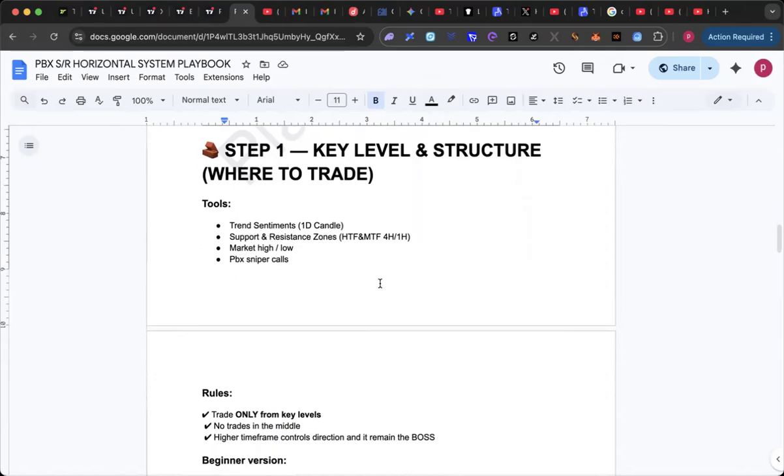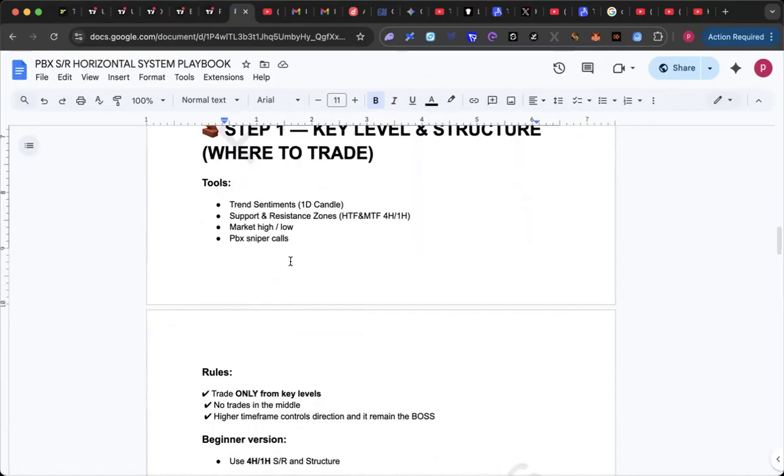Very, very important. Then market high and low. Inside your zone, you will see market highs and lows creating a structure. I'm not asking you to learn it. Maybe if you don't understand it, you will not be able to trade, but it's just an additional opportunity.